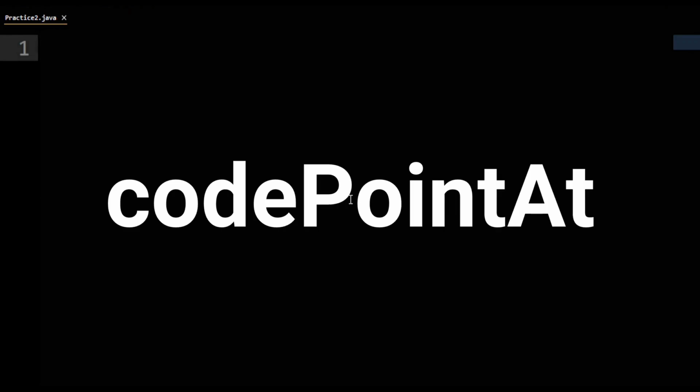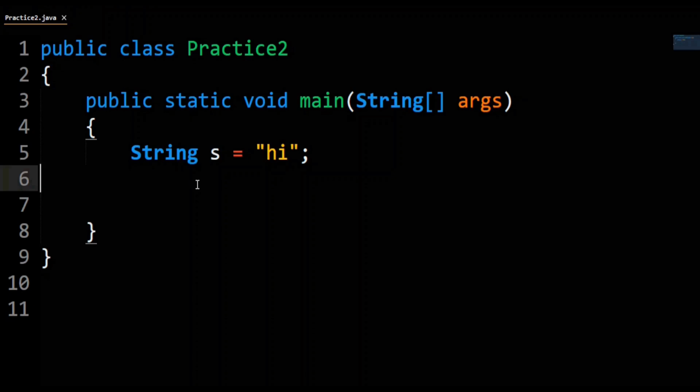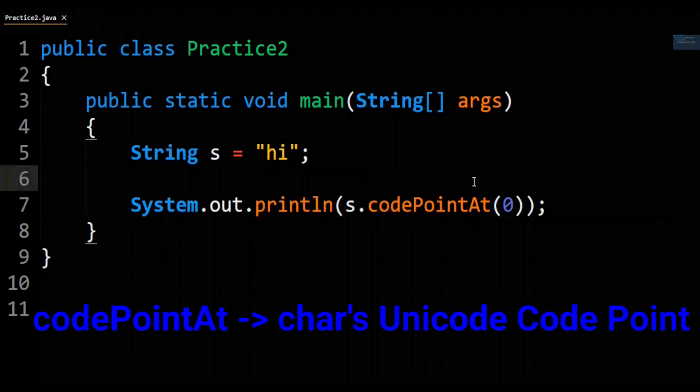In Java, codePointAt is very similar to charAt and the ord function in Python. Like charAt, the argument you pass into codePointAt is any valid index of the string you are working with. So like in this string "hi", calling s.codePointAt(0) would be dealing with the h in "hi". Like ord in Python, codePointAt returns a specified character's Unicode code point.